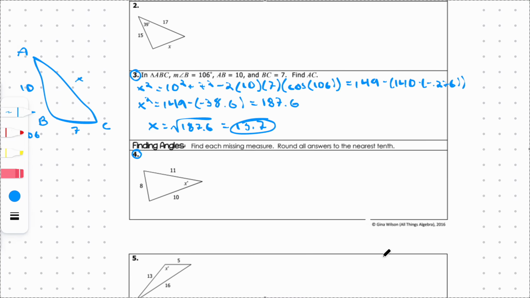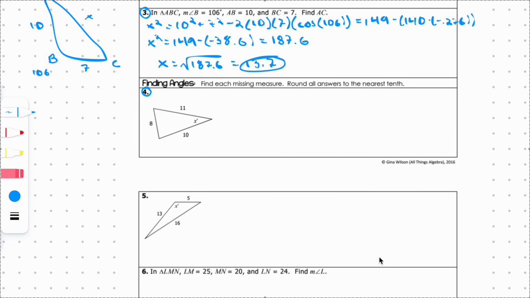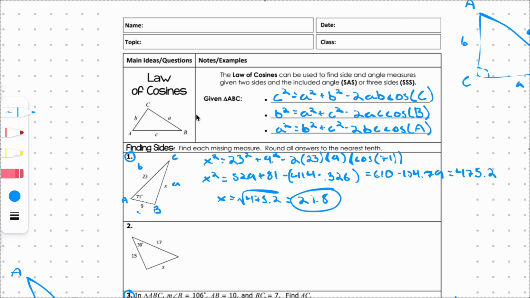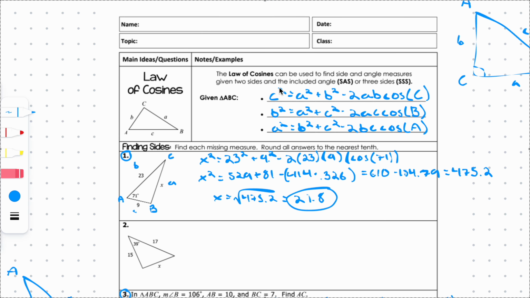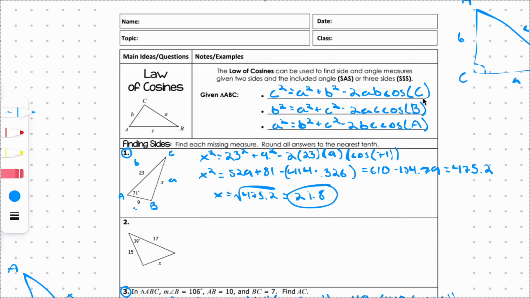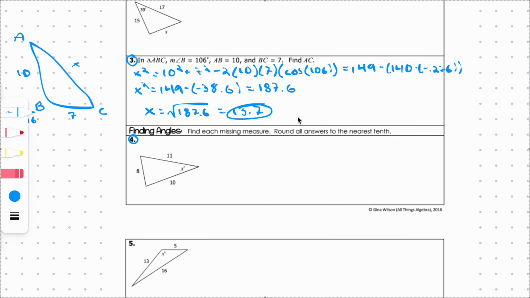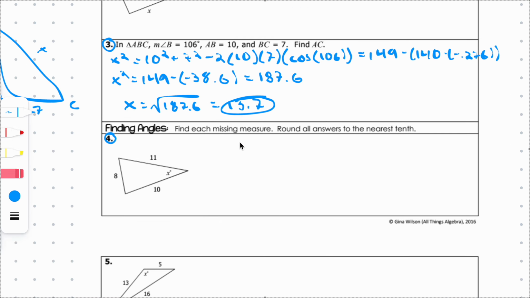Now let's try to use law of sines, or law of cosines, my bad, to solve for an angle rather than a side. So in this case, we're given all sides, but we're trying to find this angle x. So that means, in this case, we know CAB, but we're trying to solve for angle C. So I'm going to plug in all of our values that we know.